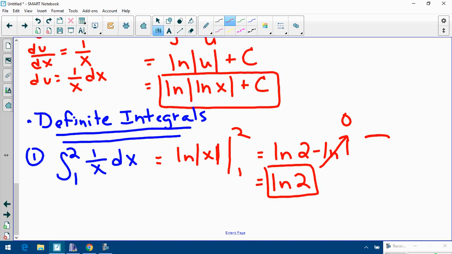Now, if you need a quick explanation why that is, why is the ln of 1 0? Well, because ln is really log base e, and log means e to what power equals 1. Well, anything to the 0 power equals 1. That's why log of 1s are always 0, because the power is the answer to the log.